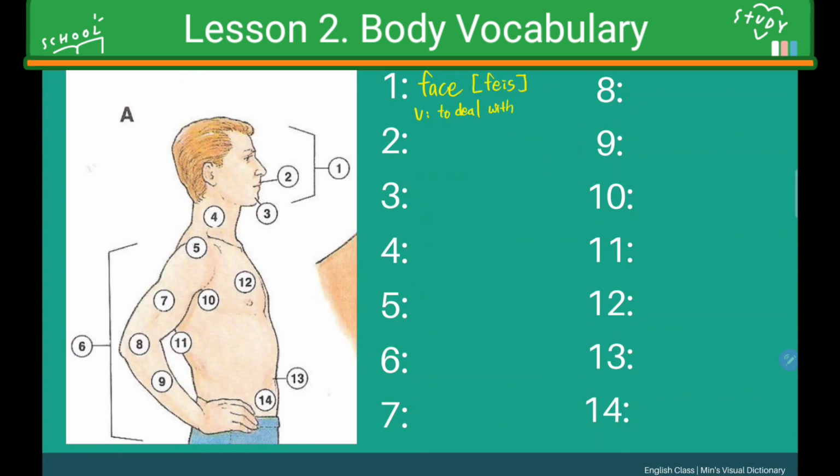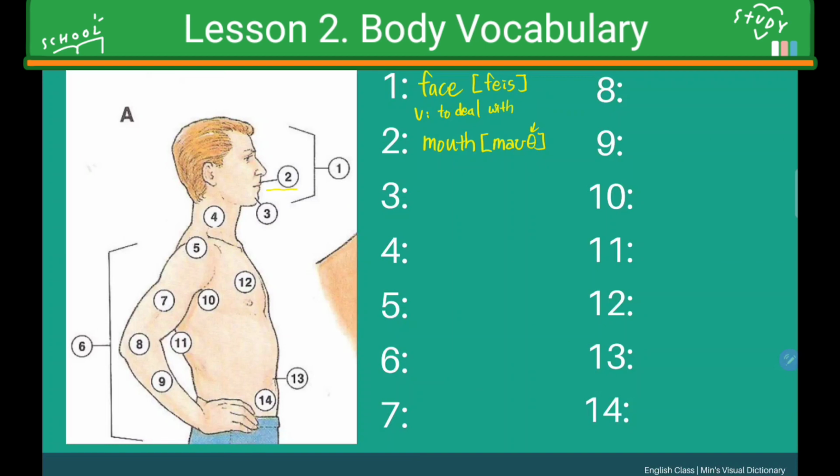Number two, we have this part right here, and this is our mouth. Over here, we have a very difficult English pronunciation. Th, just like in thin or thing. The pronunciation for this one is m, a, u, th. So it's mouth, mouth.